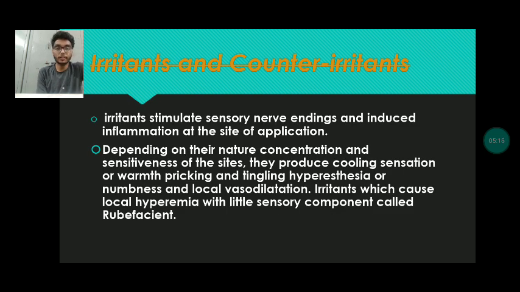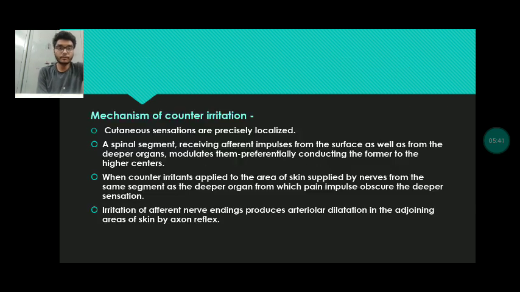Irritants and counter-irritants. Irritants stimulate the sensory nerve endings and induce inflammation at the site of application. Depending on the nature, concentration and the sensitiveness of the site, they produce a cooling sensation or warmth, pricking and tingling, hyperesthesia or numbness, and local vasodilation. Irritants which cause local hyperemia with little sensory component are called rubefacients.